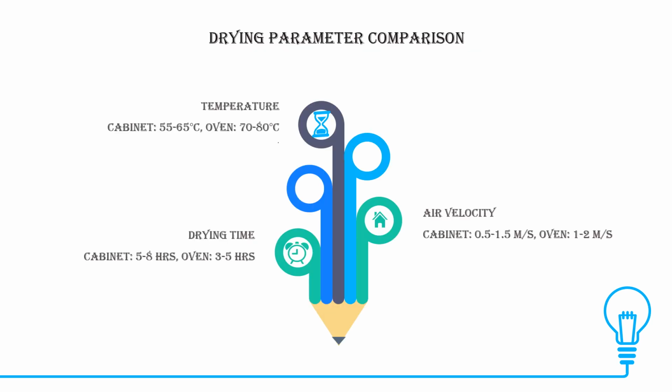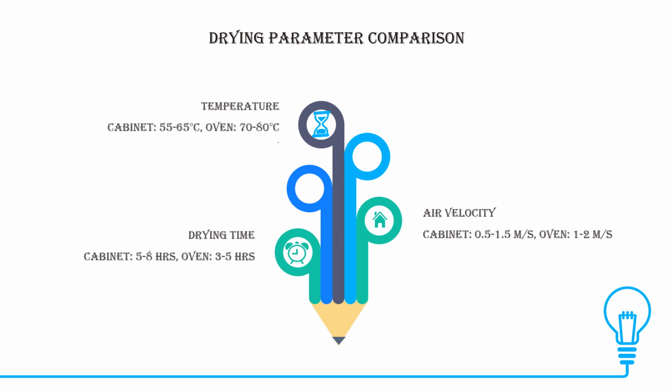Now let's see the drying parameter comparison. While talking about drying, temperature, time and air velocity are very important. For cabinet, the temperature is around 55 to 65 degrees Celsius, and for oven it is 70 to 80 degrees Celsius. And the drying time for cabinet is around 5 to 8 hours, and for oven it is 3 to 5 hours. Look at the temperature of cabinet, it is 55 to 65 degrees Celsius, which is a bit lower. So the drying time for cabinet is higher. When you see for oven, the temperature is around 70 to 80 degrees Celsius. Therefore, oven's time is lesser when compared to cabinet.